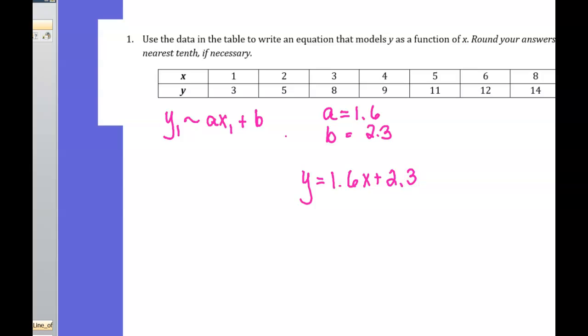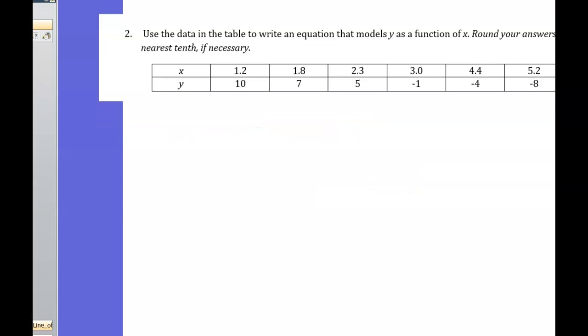All right, so again, number 2, a lot of this is just practicing using Desmos. There's your second example. All right, pause the video here and try that in Desmos. When you do that, your a value ends up being negative 4.4. Your b value ends up being 14.7. That means that if you're modeling y as a function of x, your y value would be equal to negative 4.4x plus 14.7.